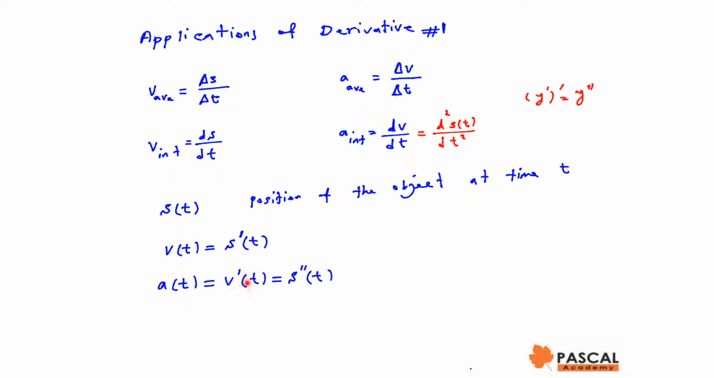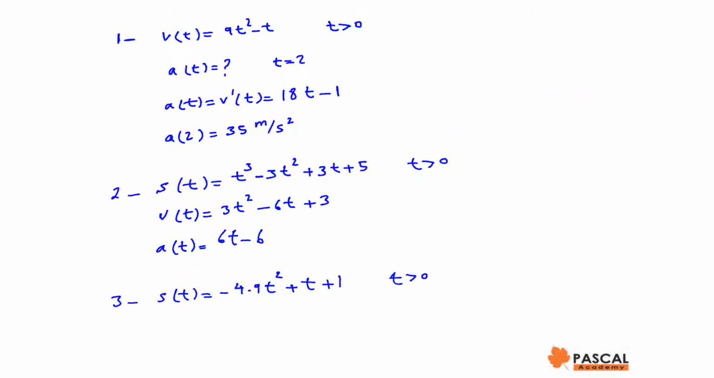Since velocity is derivative of the position, acceleration is the derivative of the derivative of the position, which is shown by s double prime of t, and it is called the second derivative of the position function. Generally speaking, derivative of a derivative of a function is called second derivative, and similarly we can define the higher order derivatives. Let's have a couple of examples.